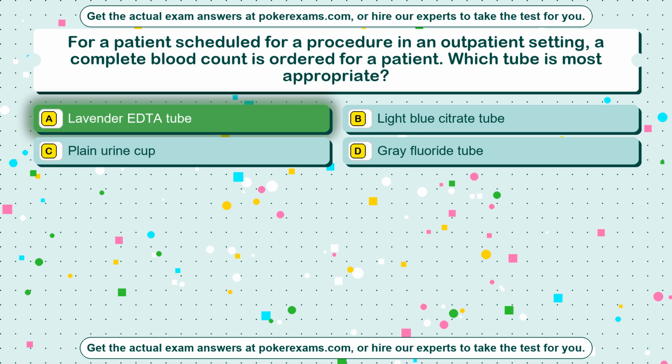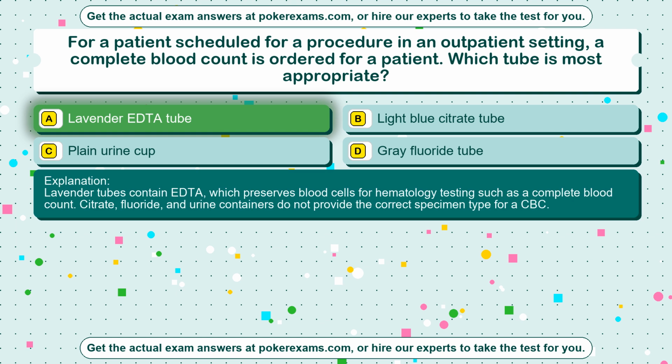The correct answer is option A, lavender EDTA tube. Lavender tubes contain EDTA, which preserves blood cells for hematology testing such as a complete blood count. Citrate, fluoride, and urine containers do not provide the correct specimen type for a CBC.